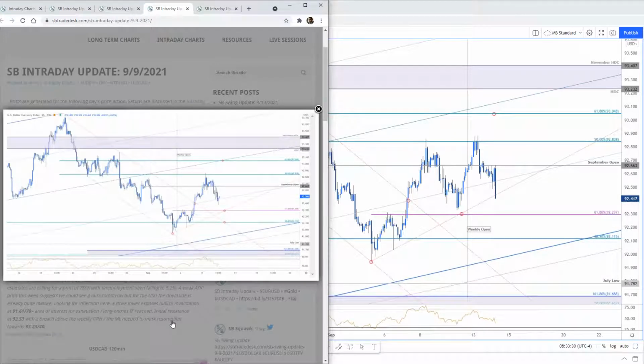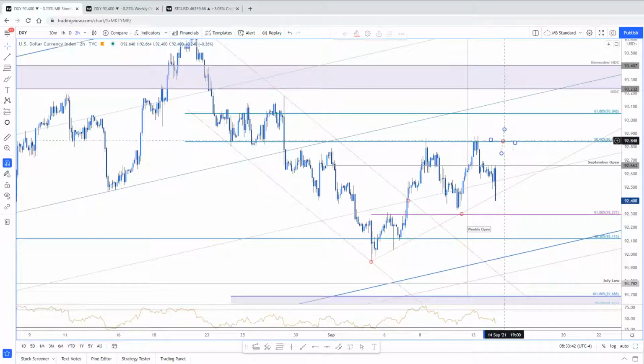So at this point, resistance still 92.66. The weekly open comes in just ahead of that, 92.60, but that's your near-term resistance. Bearish invalidation now drops to this week's high, and we're looking for reactions at 92.29 or 92 on the way down here. Questions on DXY?